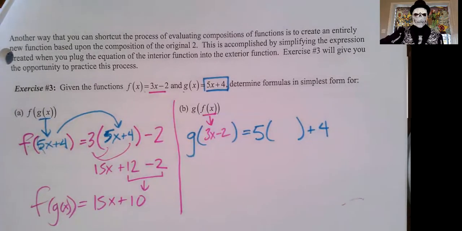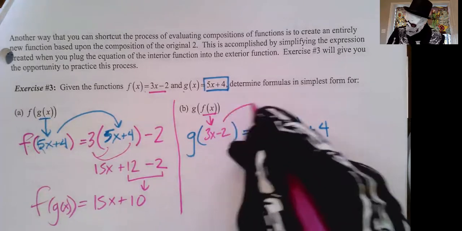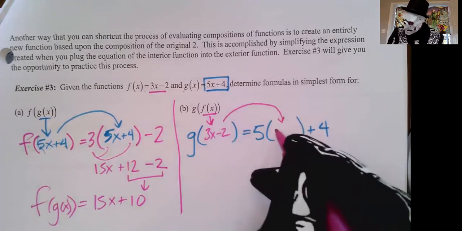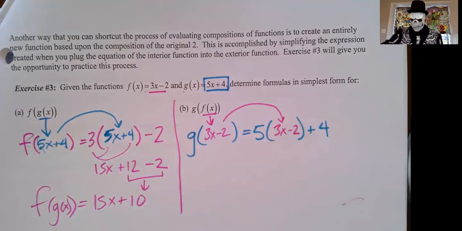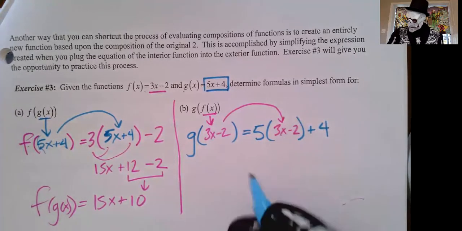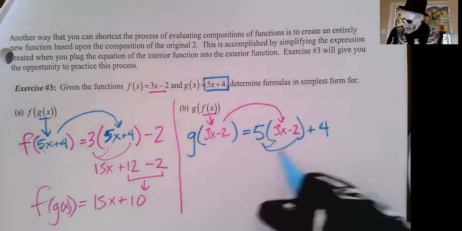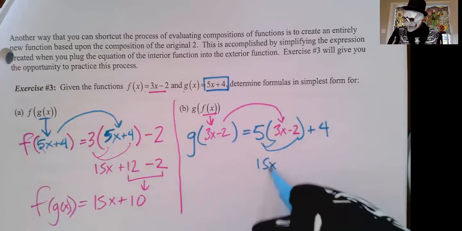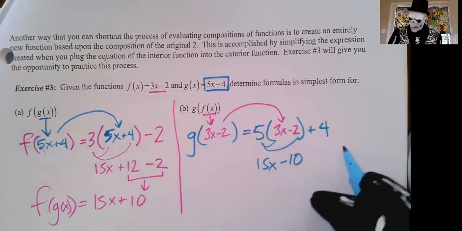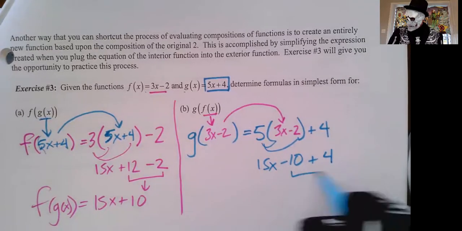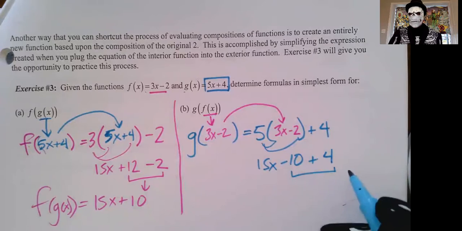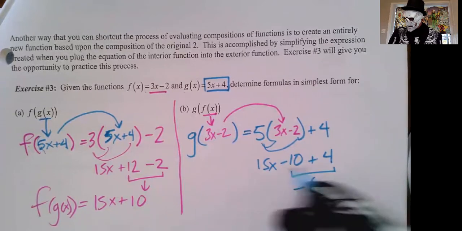So that 3x minus 2 is what is going to go right in that set of parentheses. And now we combine this. So here, I'm going to do distribution just like I did before. This will be 15x minus 10. Still have that plus 4 right here, so we're going to bring that down. And then we've got to combine our like terms. So negative 10 plus 4 will give us a negative 6 as a final result for that.